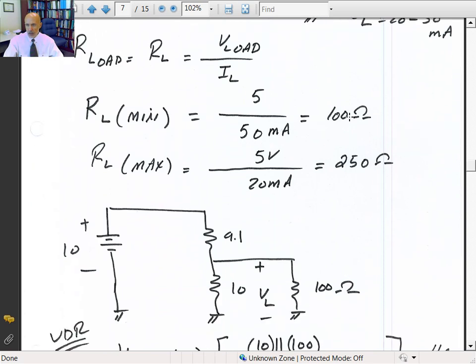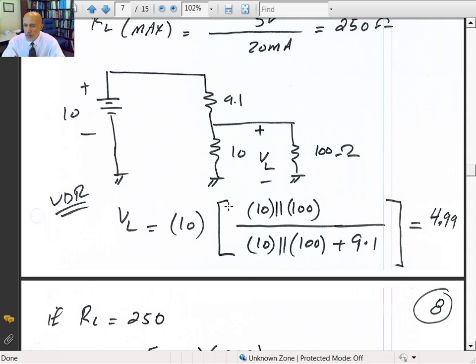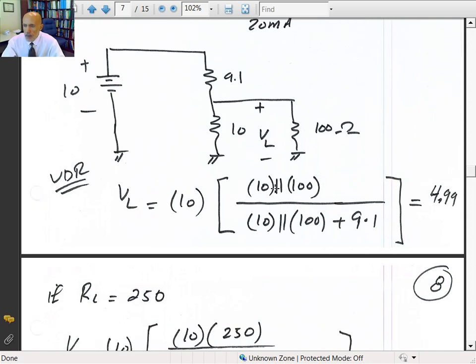So at one extreme, when it's 100, then you just got to do a simple calculation. Again, you're going to find a parallel combination of those two, and then V sub L would be equal to 10 volts times the parallel combination here, which is 10 in parallel with 100, divided by 10 in parallel with 100 plus 9.1 ohms. And if you carry out the calculation, it gives you 4.99 volts.